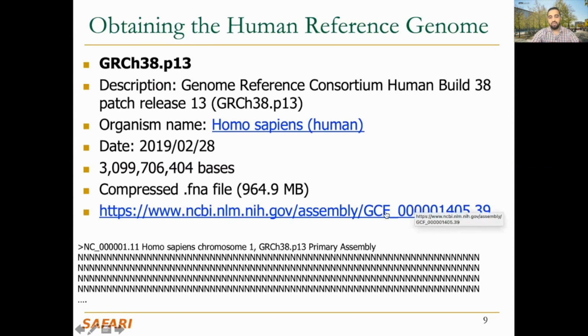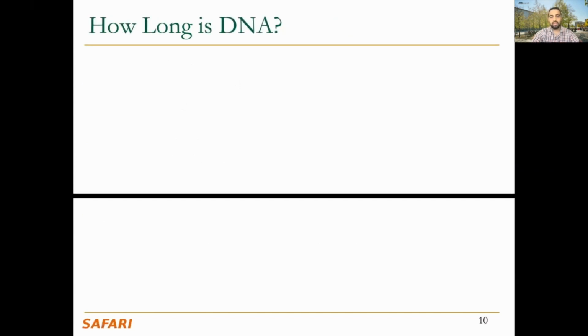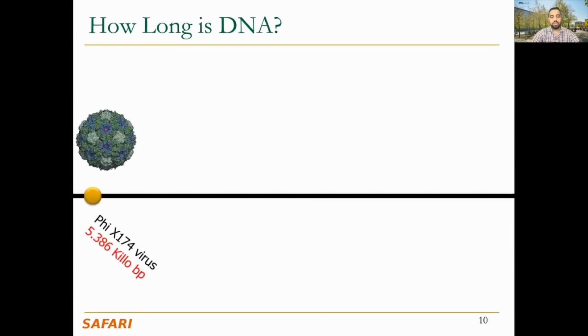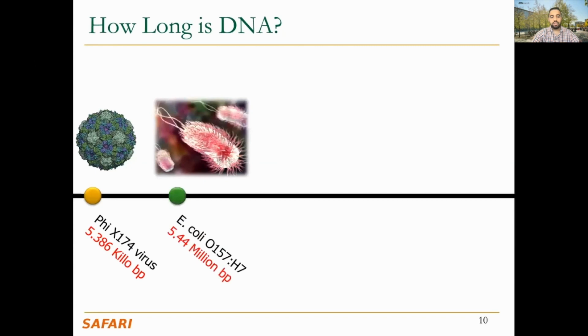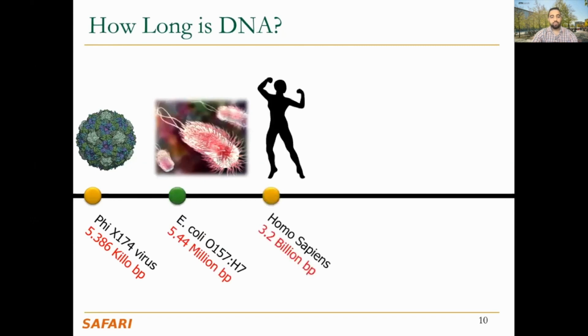You can get a FASTA file that is compressed and about 900 meg. If you decompress it, then you'll get something like 3 gig of data. Now, how long is the DNA normally? For viruses it is around a few thousand. For bacteria, around a million. For human it is billions, so 3.2 billion characters. Of course, more or less depends on the population.